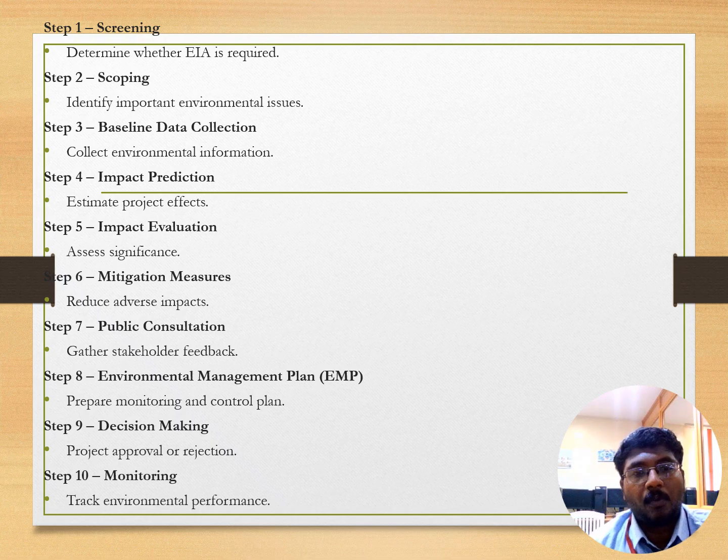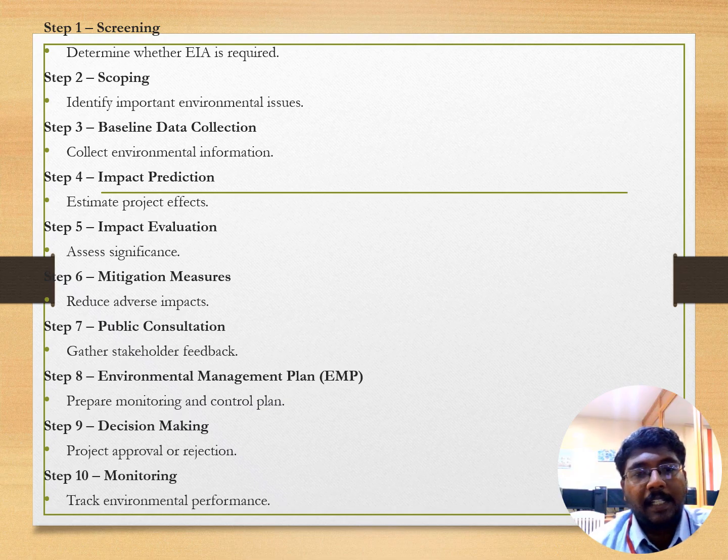After the screening process, scoping is carried out, defined as the identification of important environmental issues. Experts and stakeholders identify the key environmental issues and the impacts that must be studied, setting boundaries for the EIA assessment. After the scoping process, baseline data collection is carried out. It gives information about the whole environment. Researchers collect data on the current state of the local environment such as air, water, soil, noise and wildlife before the environmental impact assessment is carried out.